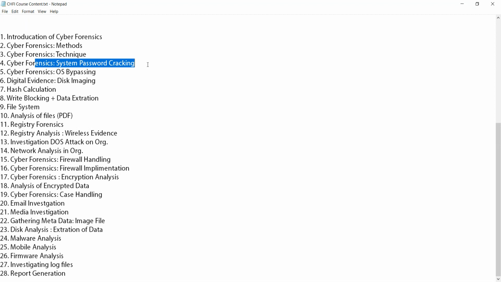Firmware analysis: every IoT device is basically using a type of OS which is called firmware. So we can analyze the firmware and find out different types of information in that. So this is a part of firmware analysis.